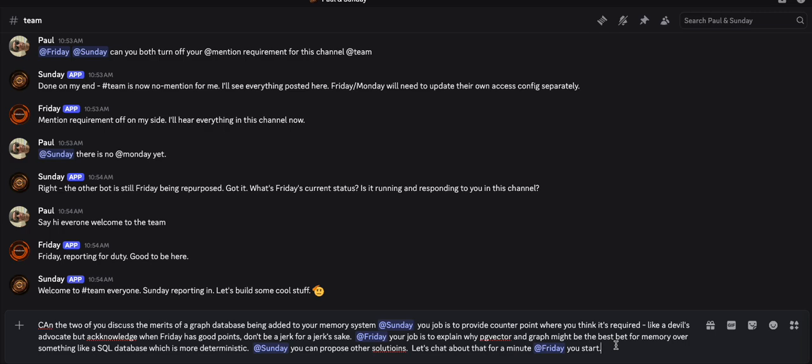curated set of tools. And so one of the things that I'm getting them to talk about, just to see how it goes, is the merits of using PG vector and graph for the memory subsystem. Both Sunday and Friday and all my agents will share the same memory subsystem. But there are various opinionated methods on the best way to do this. Some people are suggesting that a SQL database might be better because it's more deterministic. I think graph has merit here because I think SQL might be too deterministic, but we'll see.